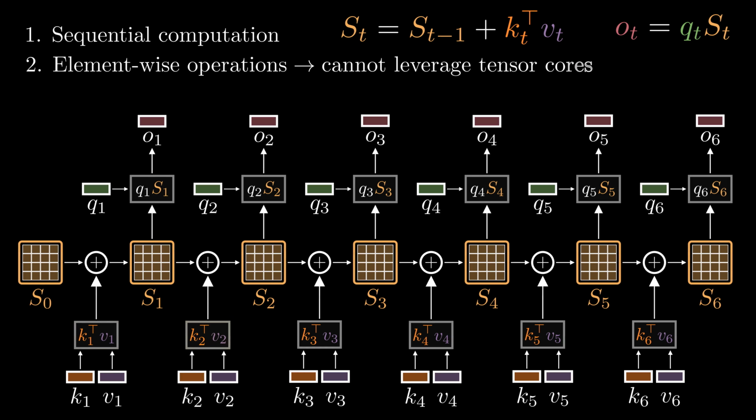Second, the computation of outer product involves only element-wise operations. Therefore, we cannot leverage the tensor cores in modern GPUs for efficient computation. Third, materializing the state matrix at every step leads to significant input-output overhead. How can we overcome these challenges?